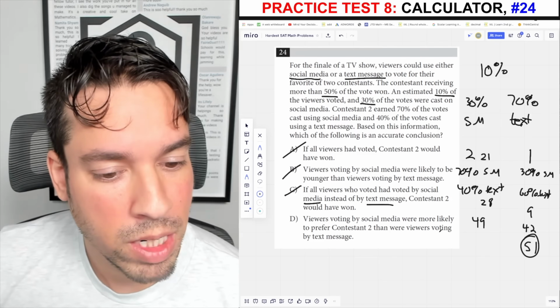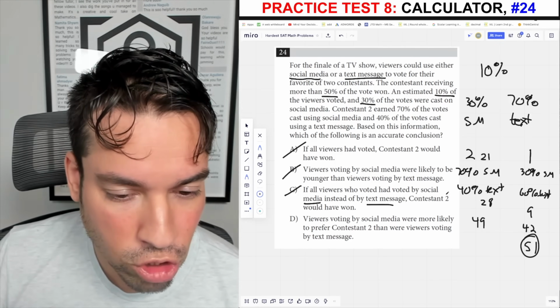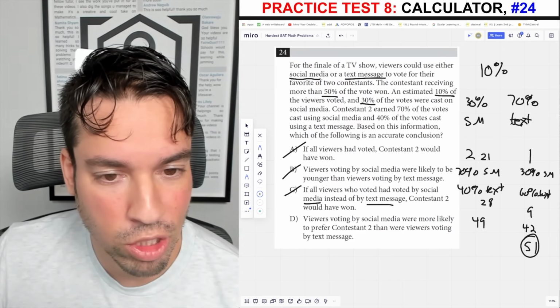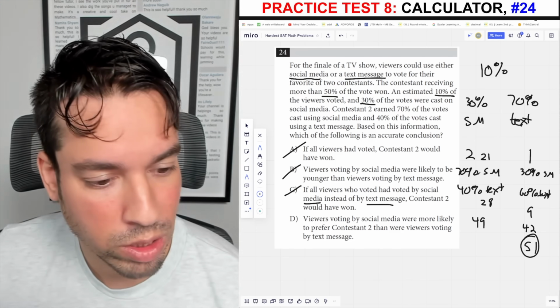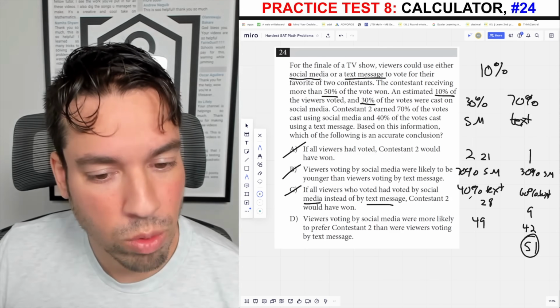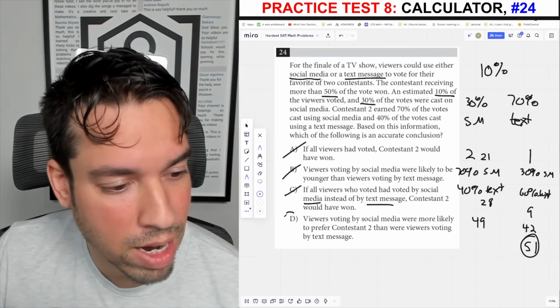Viewers voting by social media were more likely to prefer contestant 2 than viewers voting by text message. So that actually does appear to be true. You notice that 70% of the social media votes went to contestant 2 versus only 40% of the text votes went to contestant 2. So D is the only viable option.